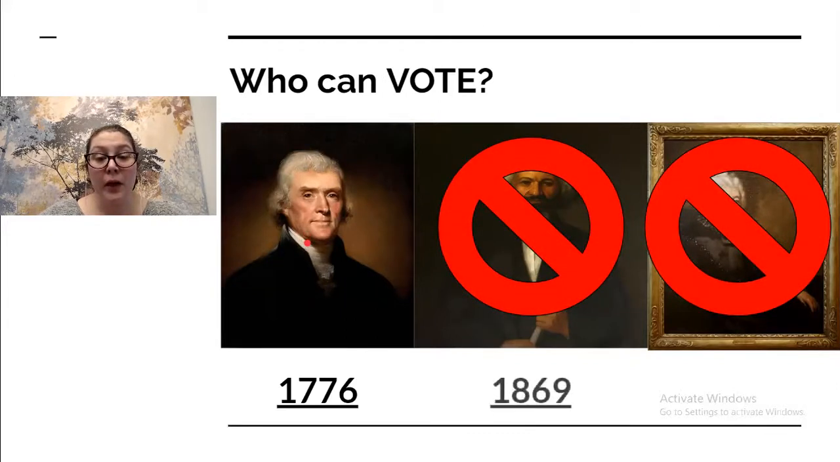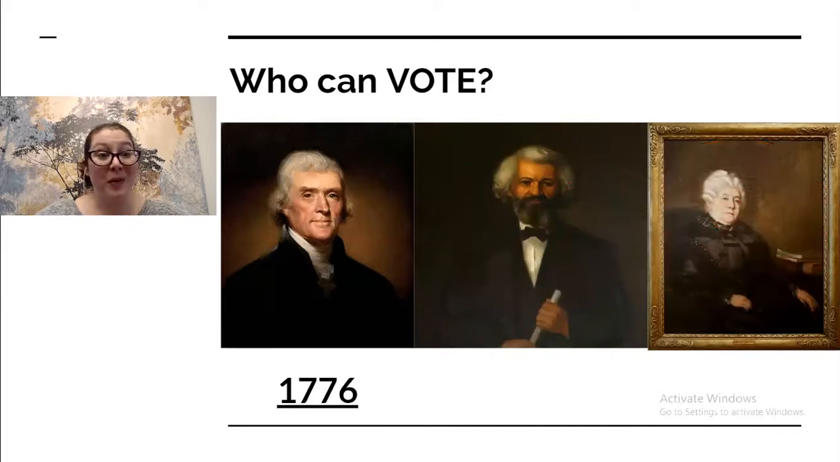After the Civil War, in 1869, Black men were allowed to vote. People of other ethnicities were allowed to vote. And then not until 1920 were white women allowed to vote. And Black women, actually. So in 1869, men of all colors or ethnicities that were citizens could vote. And then in 1920, all women could vote that were citizens.